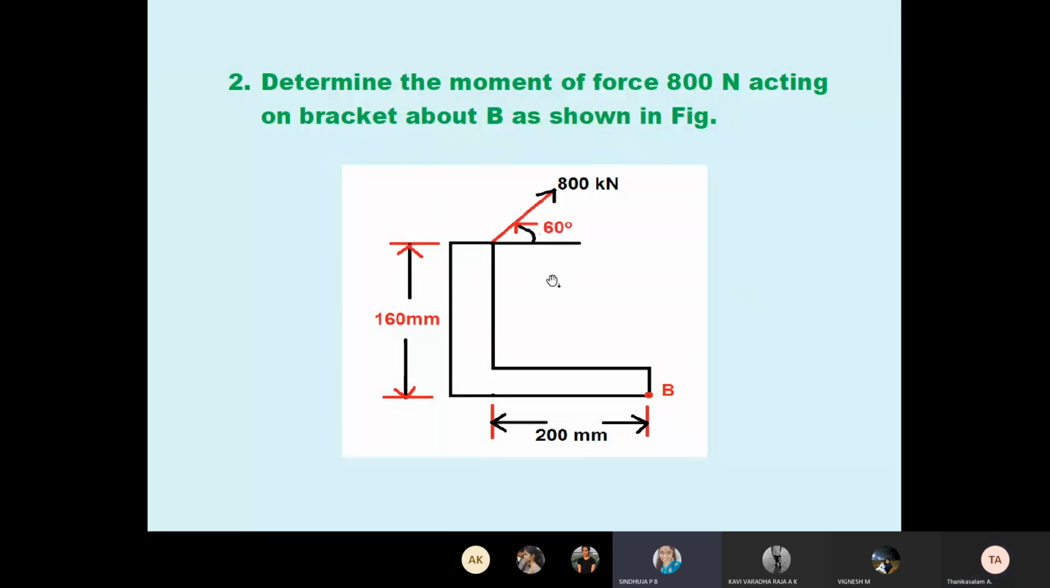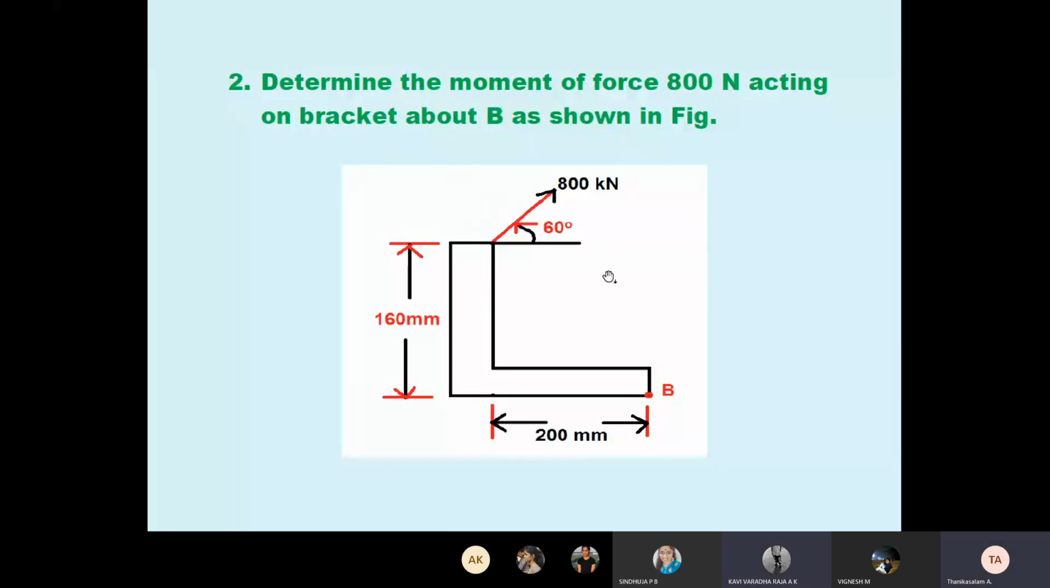Perpendicular. Hello, sir. This one is inclined. Yes, sir. Therefore, we have to convert it into x direction and y direction. Okay, Kavi, tell me the x direction force. Tell me the y direction force. See the picture.